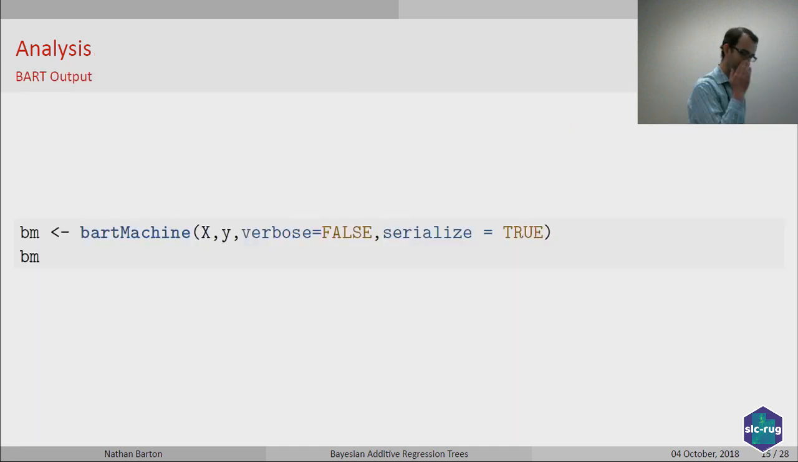So we run, this is the code to run BART machine inside of R. It's pretty simple. X is a matrix with all of your predictor variables, and Y is a vector with your outcome. So the verbose means I don't want it to print out a lot of stuff. And then the serialize equals true is the parameter you set if you want to save the machine output to use later, to load it back in.